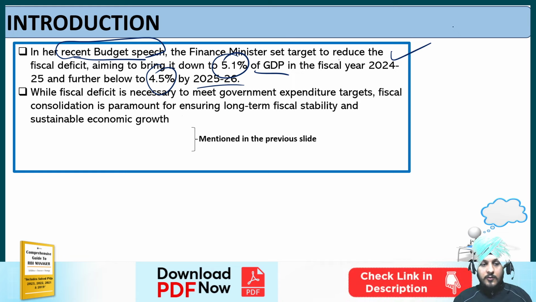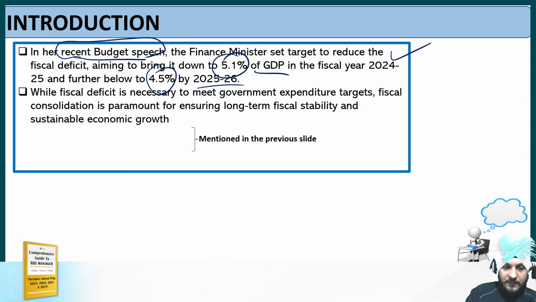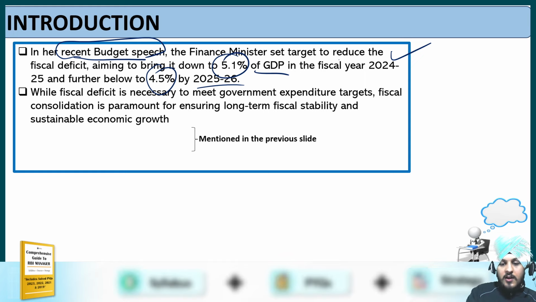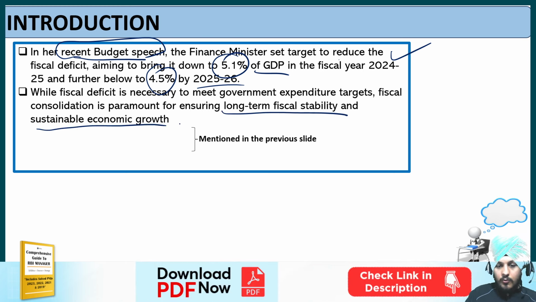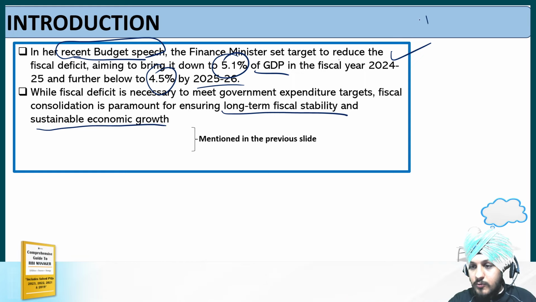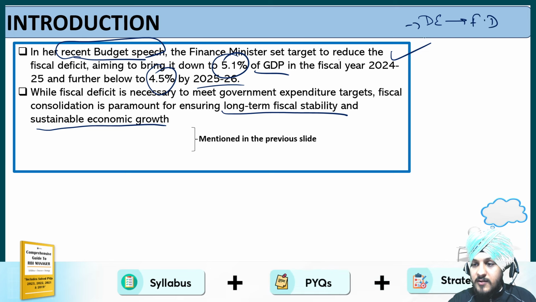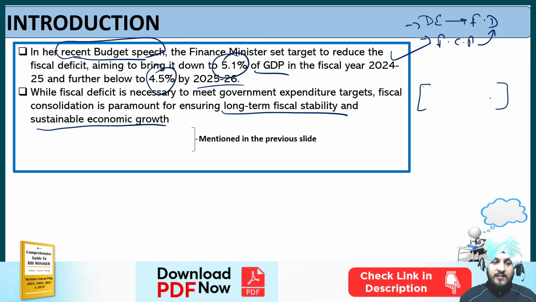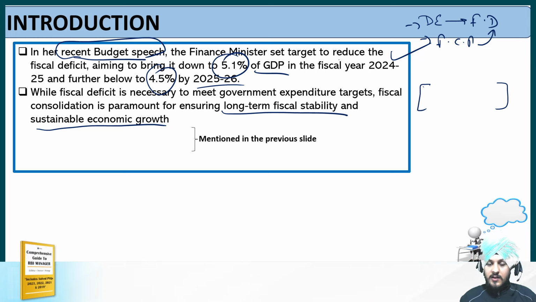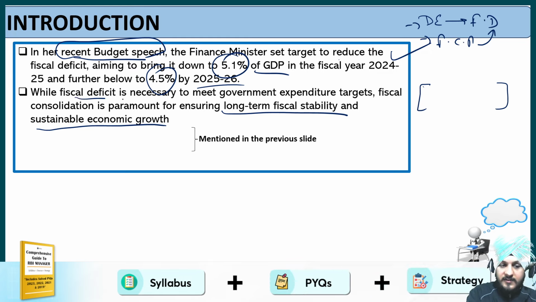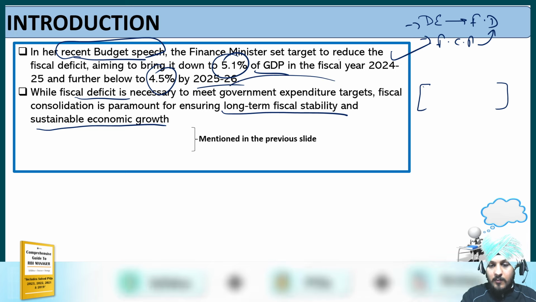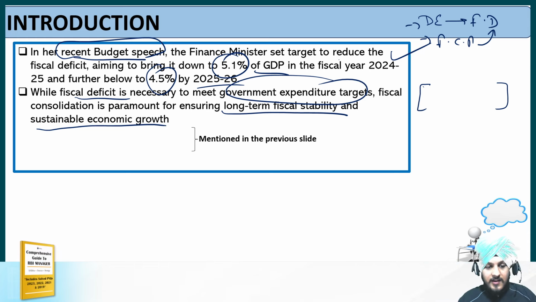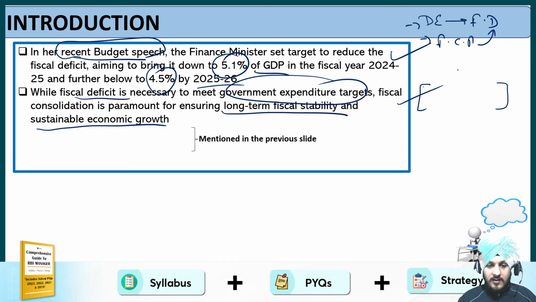So this is the initial part of an introduction. Then we can write, while fiscal deficit is necessary to meet the government expenditure targets, fiscal consolidation is paramount for ensuring long-term stability and sustainable economic growth. Since the question was asking about the detrimental effects of fiscal deficit and the fiscal consolidation policy to tackle them, we are writing a comparative analysis in one sentence. We are saying that though the fiscal deficit is important to meet the government expenditure targets, fiscal consolidation is also equally important for ensuring long term stability and sustainable economic growth. So that is the second part of an introduction.